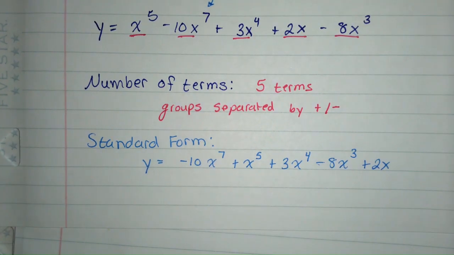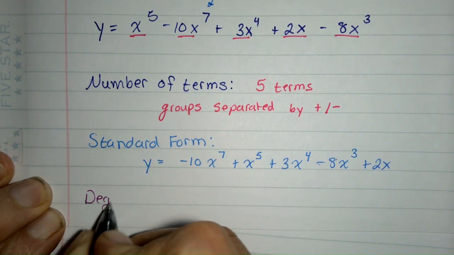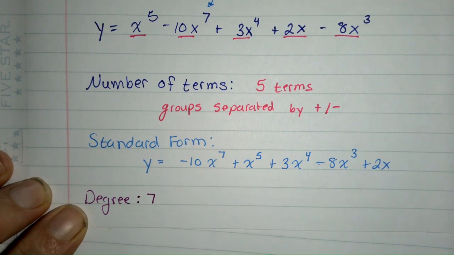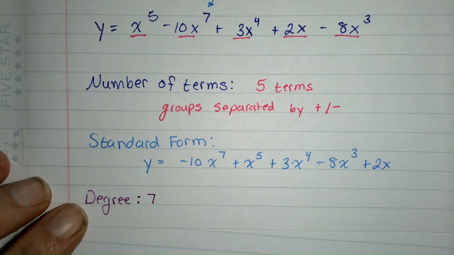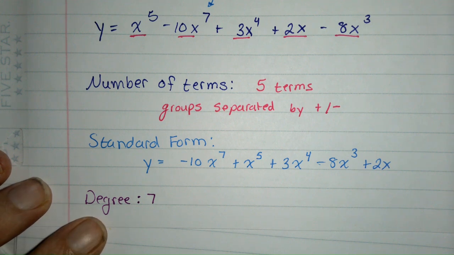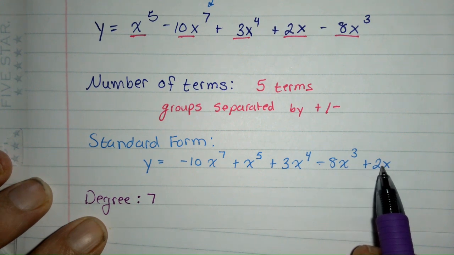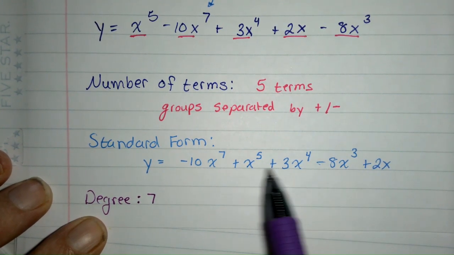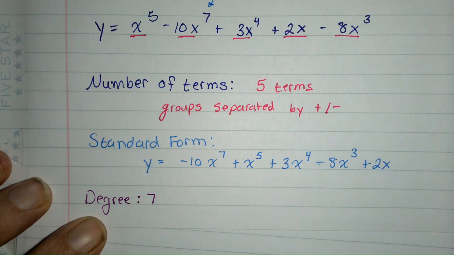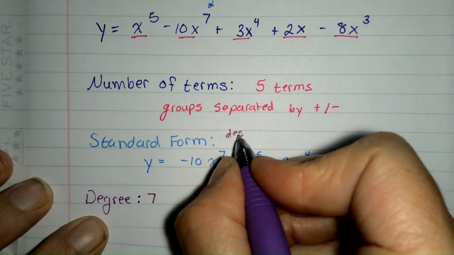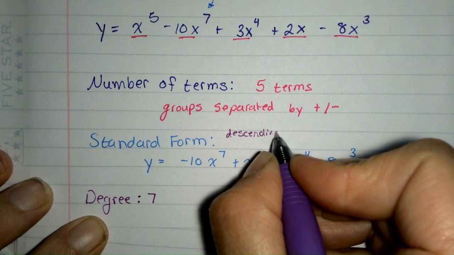So our highest power was 7, so the degree is 7. And I'm not going to have a special vocab word for it either. Now this is the quartic term, the cubic term, the linear term. But the bigger the exponents, I don't utilize those vocab words on a daily basis. Okay, again, standard form, we did descending order.